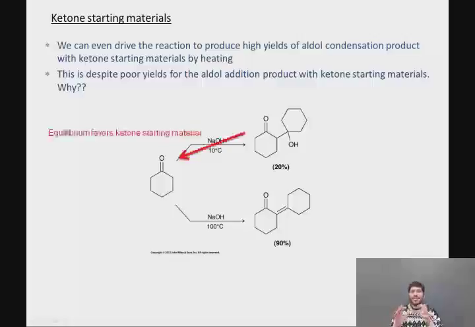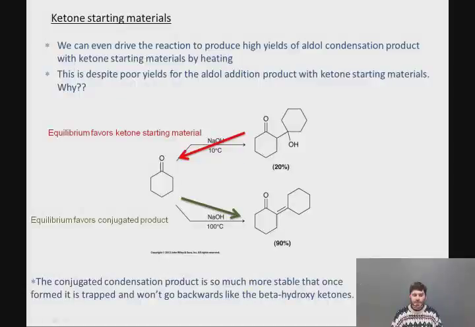Why? Because initially the equilibrium is going to favor the ketone starting material when there's an equilibrium between beta hydroxy ketone and the ketone starting material. But when the equilibrium is between conjugated product and unconjugated starting material, that equilibrium is going to favor the conjugated product. Okay, so the product is so much more stable with conjugation that once you get to that dehydration product, it is not going to go backwards.